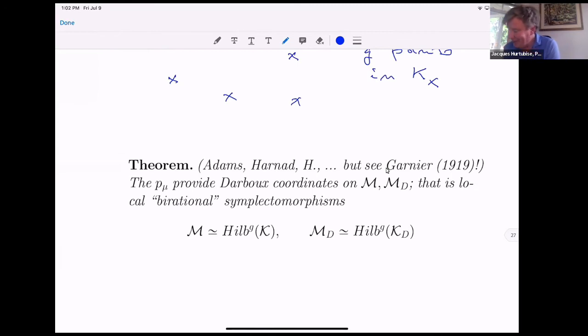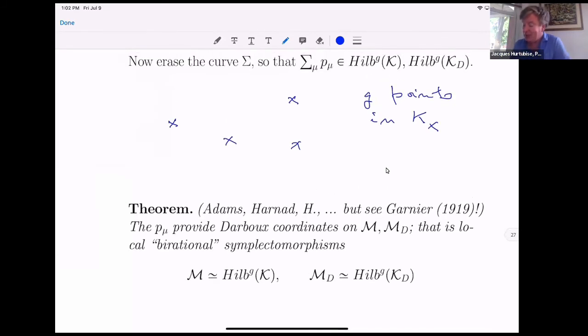But John Harnad sent me an email once saying, look up a paper of Garnier in the Rendiconti del Circolo Matematico di Palermo in 1919. And sure enough, for a fairly general case of these things over P1, these points are Darboux coordinates. Now, in what sense are they Darboux coordinates? Well, you have the symplectic form.